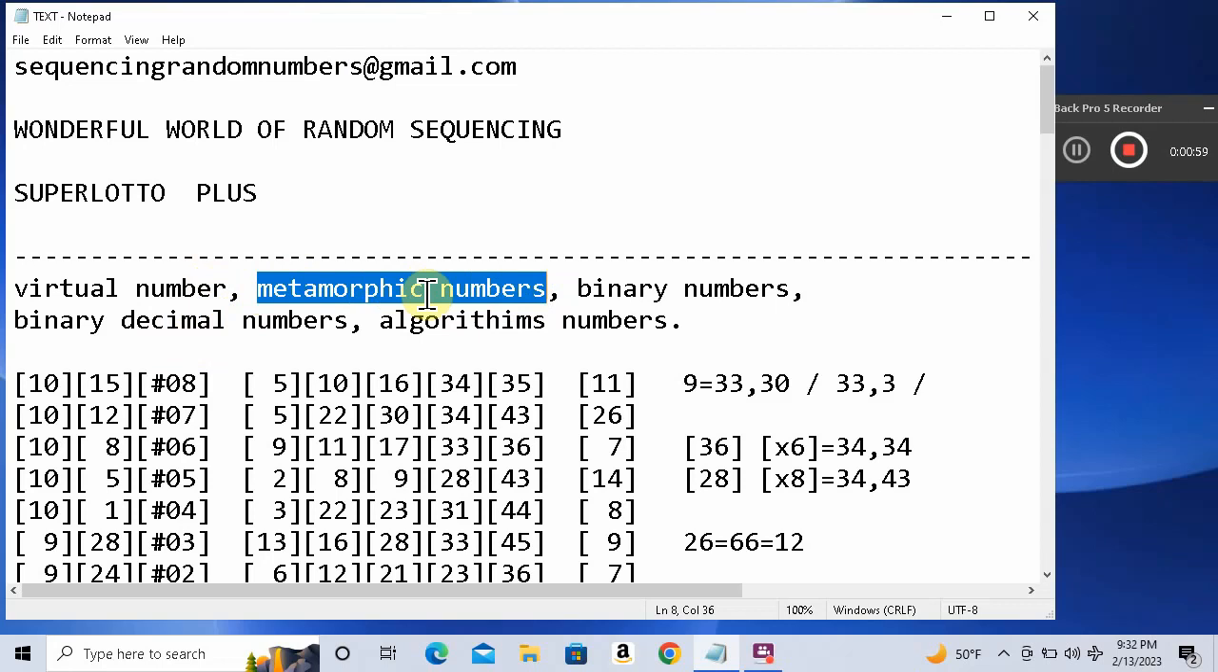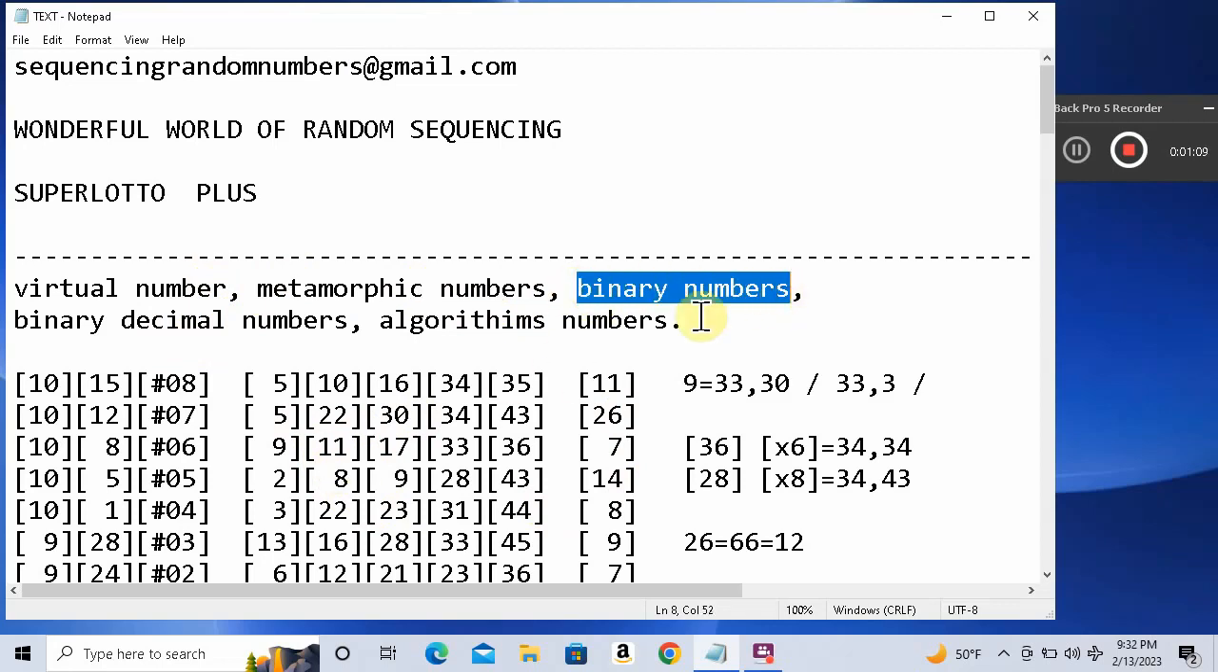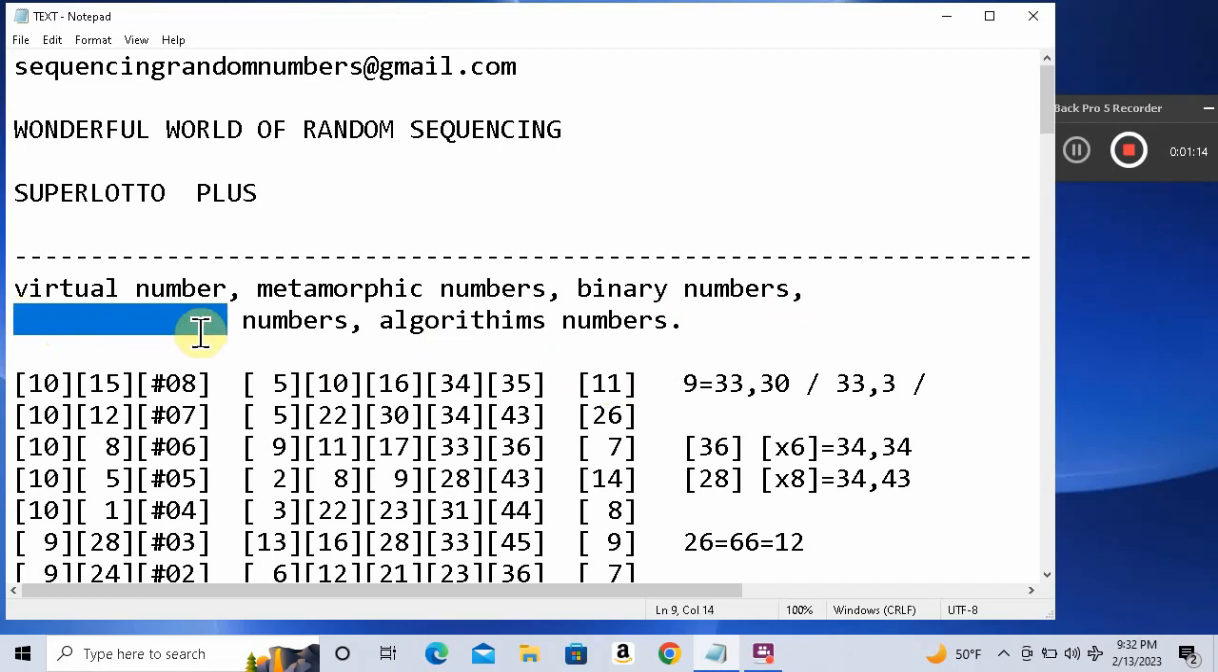Now you also need to understand what metamorphic numbers are. For instance, like this number here, 11.8, that's a metamorphic number, and so it's two numbers that represent a single number. And you got to understand binary numbers. This could be a binary number right here. You got to understand binary to decimal. Like for instance, this would be a binary to decimal number. So part of it's binary, and then the other one is decimal.